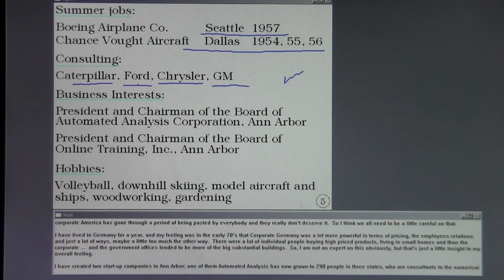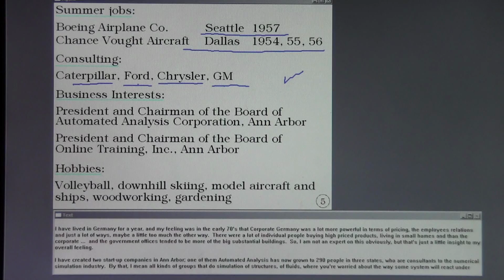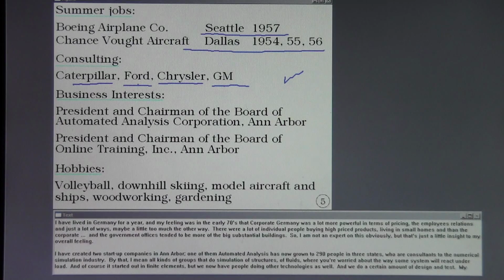I have lived in Germany for a year, and my feeling was in the early 70s that corporate Germany was a lot more powerful in terms of pricing, the employee relations, in just a lot of ways, maybe a little too much the other way. There were a lot of individual people buying high-priced products, living in small homes, and then the corporate and the government offices tended to be more of the big substantial buildings. So I'm not an expert on this, obviously, but that's just a little insight to my overall feeling.